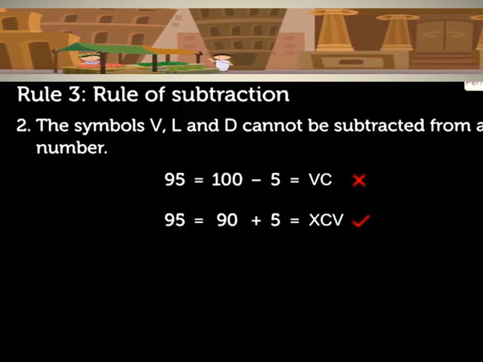In the rule of subtraction, the symbols V, L and D cannot be subtracted from a number. For example, 95 cannot be written as 100 minus 5, which is equal to VC, but 95 should be written as 90 plus 5, which is equal to XCV.